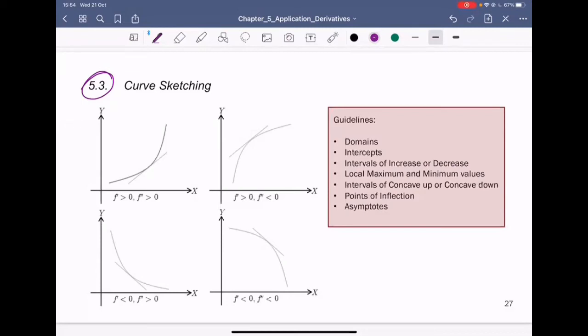Does it make sense? So on the exam, you are not allowed to use a calculator. That means if I ask you to sketch a graph, you have to start from scratch. Let's look at the guideline.